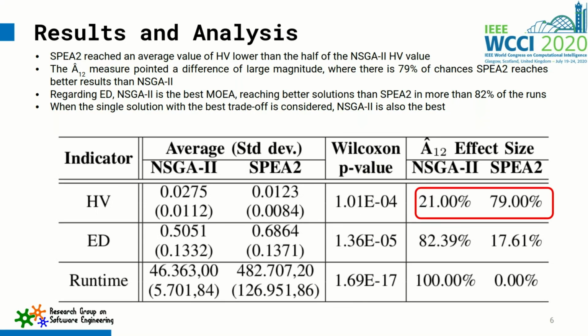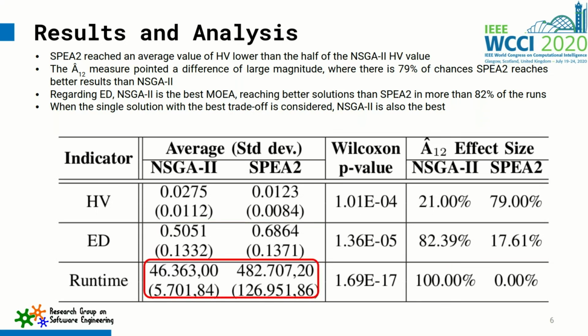So here for hypervolume, we can see that in 79% of the runs, SPEA2 obtained the best results. For Euclidean distance to ideal solution, we have a different result, in which NSGA-II obtained the best values. In this analysis, you can observe that for hypervolume, which considers all the solutions in the Pareto front, SPEA2 seems to explore the search space better. On the other hand, for Euclidean distance to ideal solution, NSGA-II seems to perform a better exploitation of the search space.